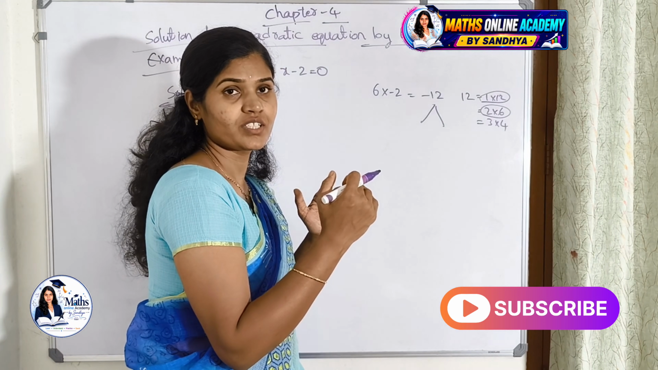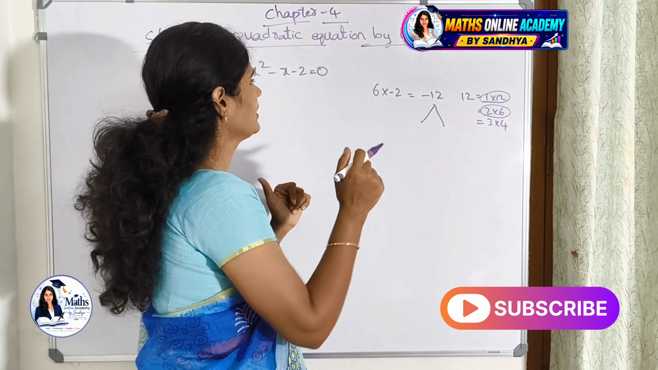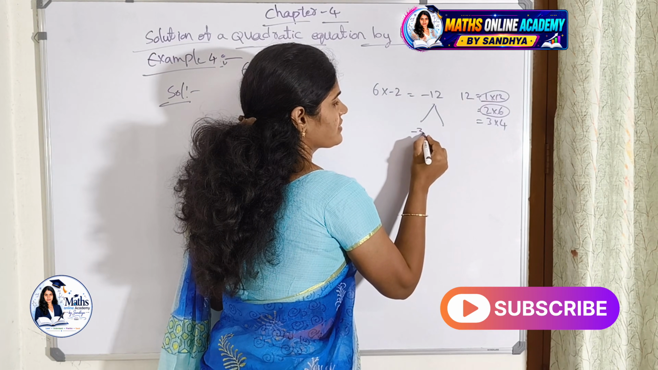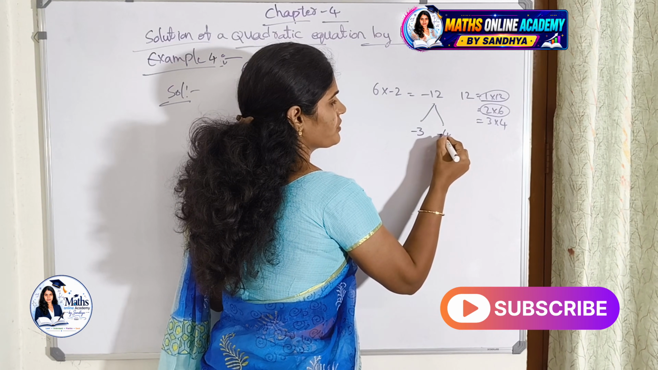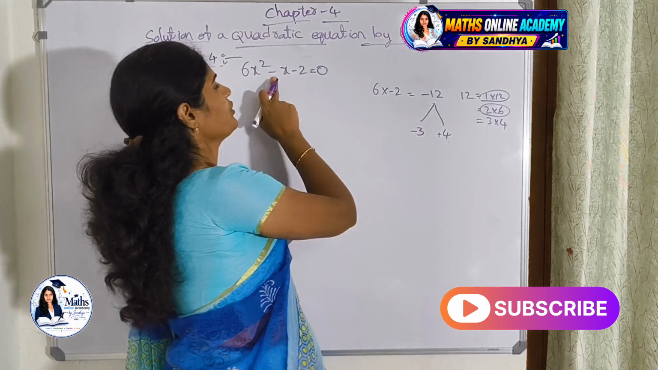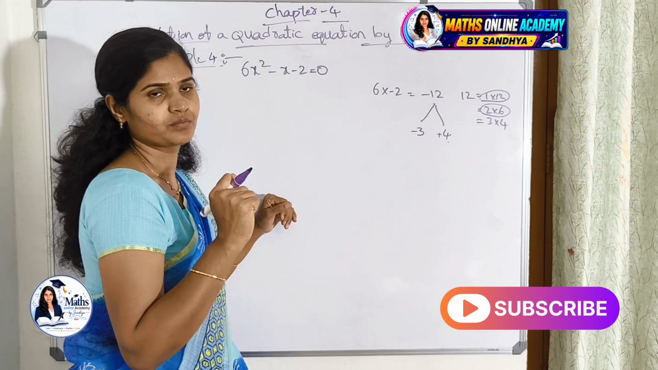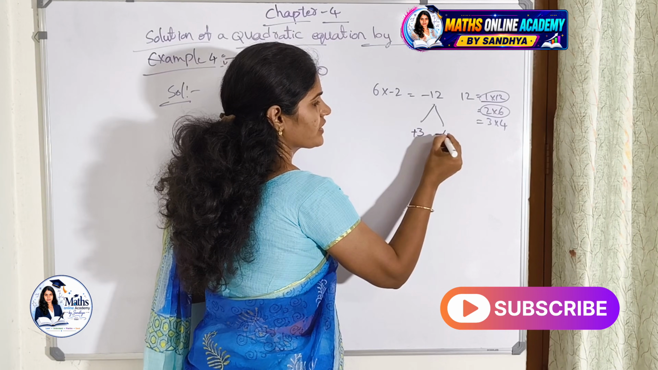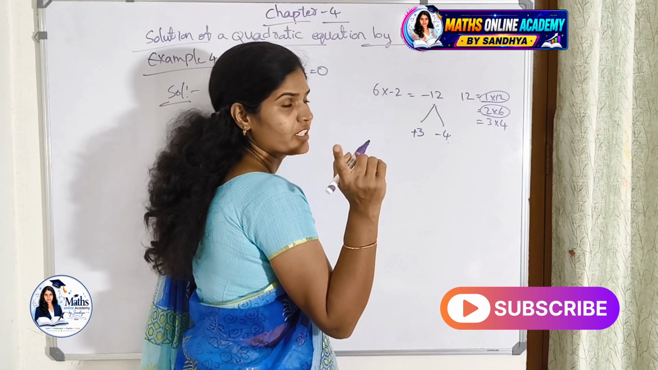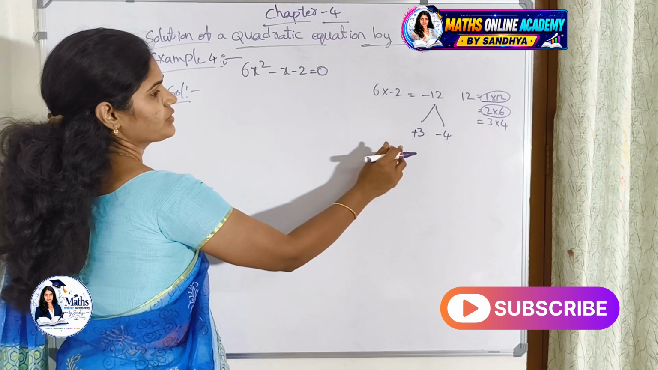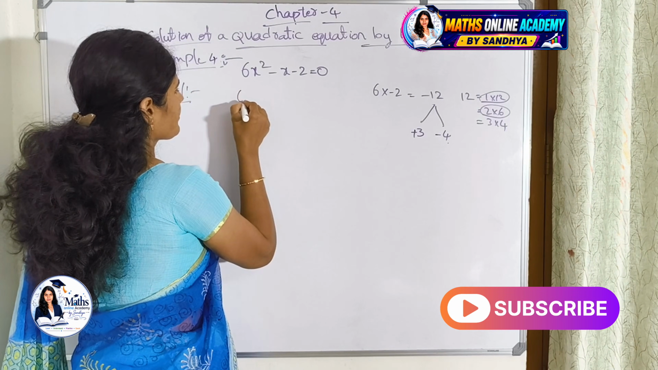Let's decide which one is the minus one, which one is the plus one. We want minus 12 also. If you take minus 3 and plus 4, 4 minus 3 we get plus 1. So this is not correct. So you take here the plus, here the minus. 3 minus 4 means minus 1. Okay. We get the correct answer. These two are the factors.